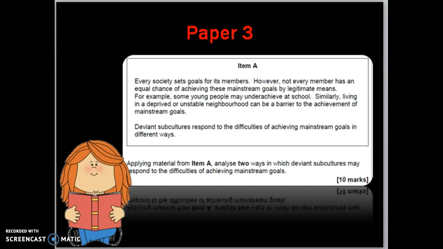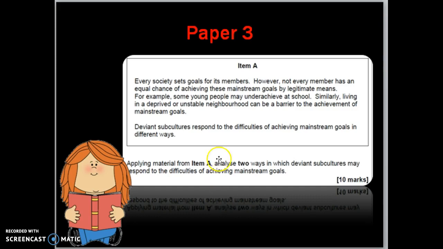As you can see, there was a clear preamble sentence there, like on paper 1: every society sets goals, which is talking about this point here, the mainstream goals. It's the next sentence that puts the goals into context and links to the hook. Not everybody has an equal chance to achieve the goals by the legitimate means. Another hook then quickly follows. Some young people may underachieve at school, indicating Cohen, for example, the working class boys. And the final hook, or the third hook, is the deprived, unstable neighbourhoods, indicating someone like Cloward and Ohlin would have scored there as well.